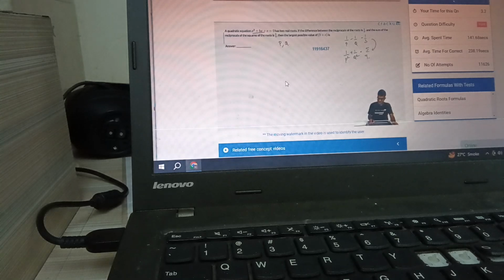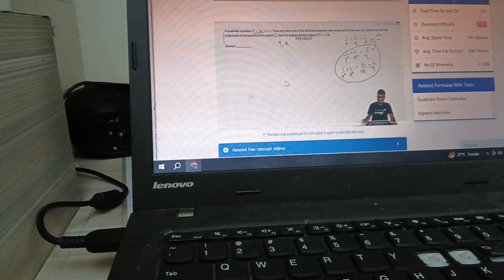We are told that the sum of the reciprocals of the squares of the roots is 5 by 9. So 1 by P square plus 1 by Q square is equal to 5 by 9. Looking at these two equations, if you square the first equation, what are you going to get? We are going to get 1 by P square plus 1 by Q square minus 2 by PQ is equal to 1 by 9. So using these two equations, we can calculate that the value of 2 by PQ is equal to 4 by 9, or the value of PQ is equal to 9 by 2.